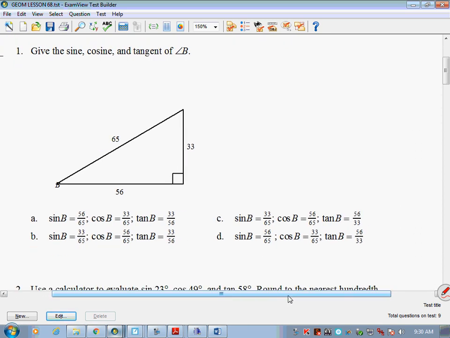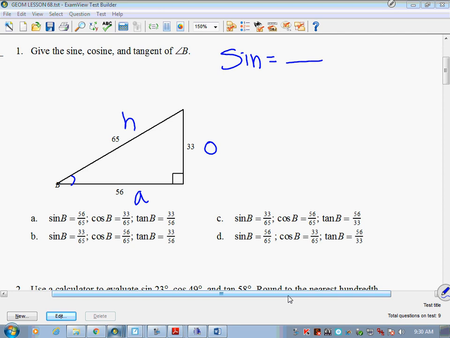Okay, so we want to find the sine, the cosine, and the tangent of angle B. So the first thing I want to do is determine where angle B is. Okay? What number or what side represents opposite? 33. So I'm going to put an O. Okay? What is adjacent? 56. What is hypotenuse? 65. Okay? So let's do sine first.